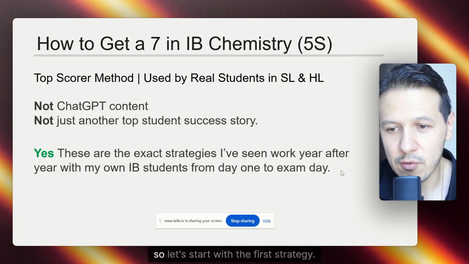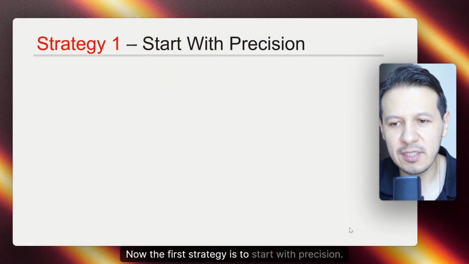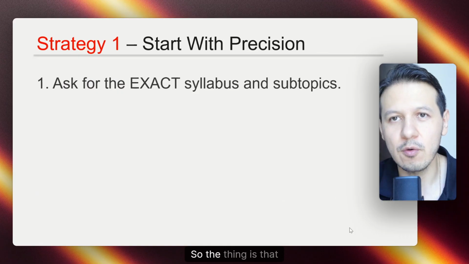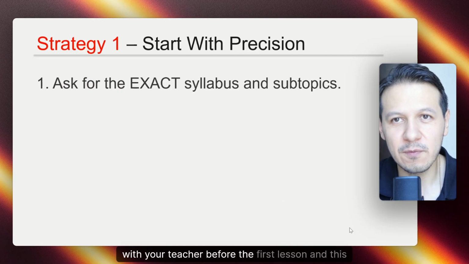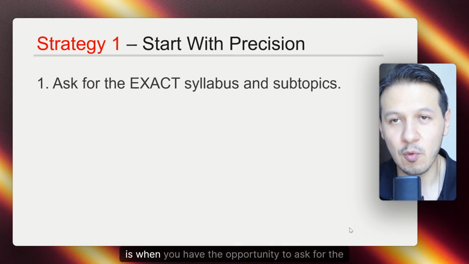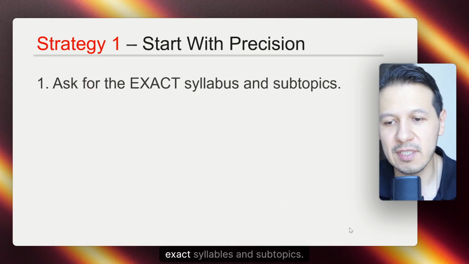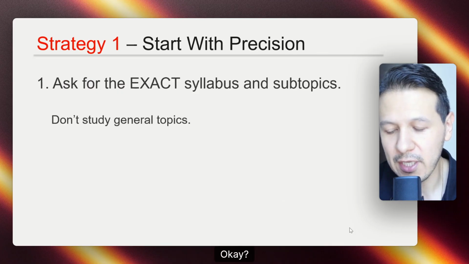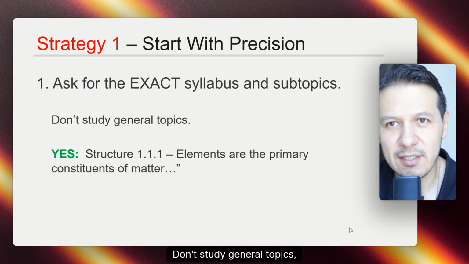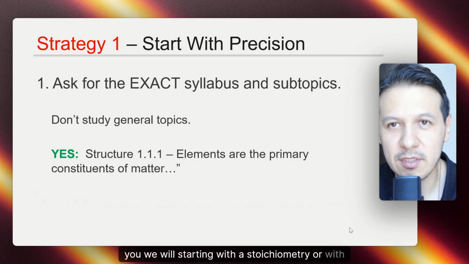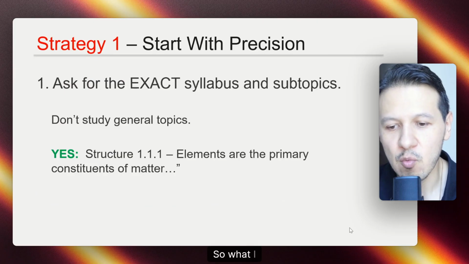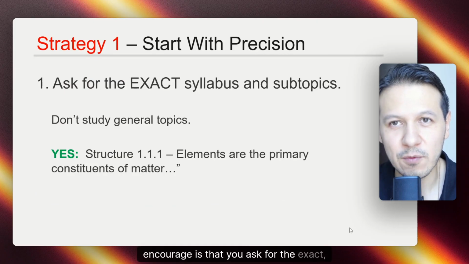Okay, so let's start with the first strategy. The first strategy is to start with precision. You will have a conversation with your teacher before the first lesson, and this is when you have the opportunity to ask for the exact syllabus and subtopics. Don't study general topics. Don't accept that your teacher is going to tell you we will start with stoichiometry or with the atom. What I encourage is that you ask for the exact content or the learning objective.